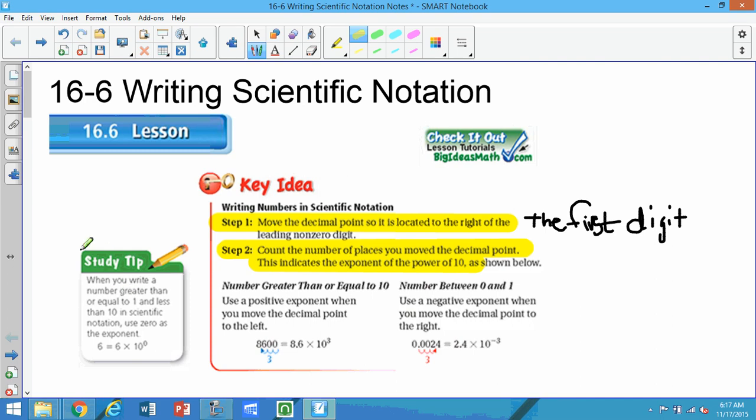I want to note, if you look over here at the study tip, this is interesting. When you write a number greater than or equal to 1 and less than 10 in scientific notation, the 0 is the exponent. So if you're looking to write the value for just the number 6, it would be 6 times 10 to the 0 power, because 10 to the 0 power equals 1. So 6 times 1 is 6. I thought that was somewhat interesting, and you may come across that. It's not very common, but you may come across it.